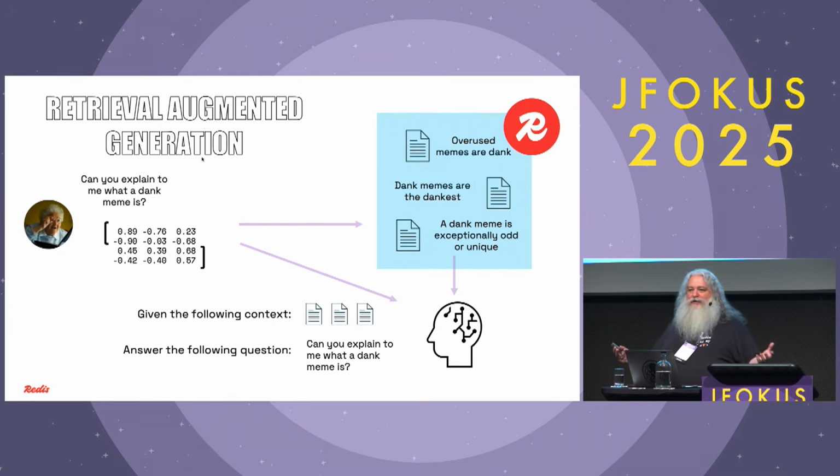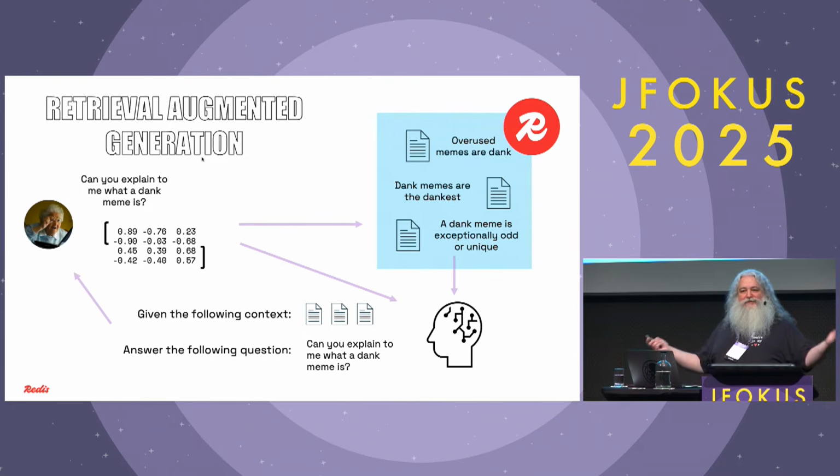This is a great way to encapsulate all sorts of business rules and proprietary information that the LLM might not be aware of. And then, of course, the answer is returned, and that answer is eminently cacheable using semantic caching. So this is retrieval augmented generation in a nutshell.